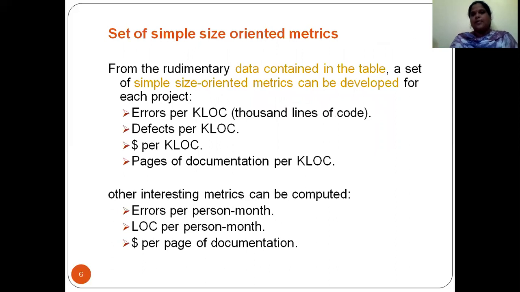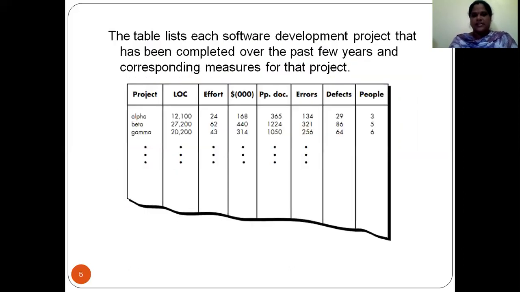So here now we will discuss a set of simple size oriented metrics. How do you calculate size oriented metrics? From the data contained in the table, we will have a set of size oriented metrics which are developed, and each project will have errors per lines of code, meaning how many lines of code you are taking and the errors and defects you are finding in those lines of code, and the cost taken for those lines of code, and also the pages. As I said, we have seen the pages of documentation per KLOC, meaning thousand lines of code. You can see here errors and pages of documentation.